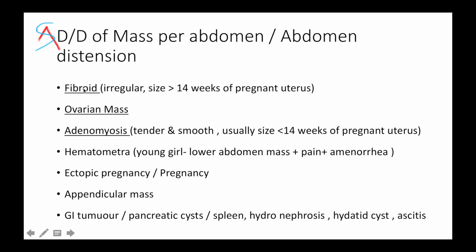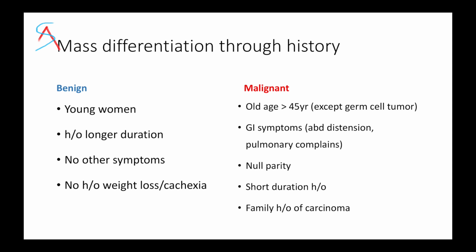Most commonly what you will get in the exam is fibroid. Size would be approximately 14 weeks of pregnant uterus, only then will it come above the abdomen. Others could be ovarian mass or adenomyosis. You can differentiate whether the mass is benign or malignant through history. If the patient is a young woman and the mass has been there for a longer duration, like for years, and it is not causing much symptoms, and there is no history of weight loss or cachexia, then it would mostly be benign.